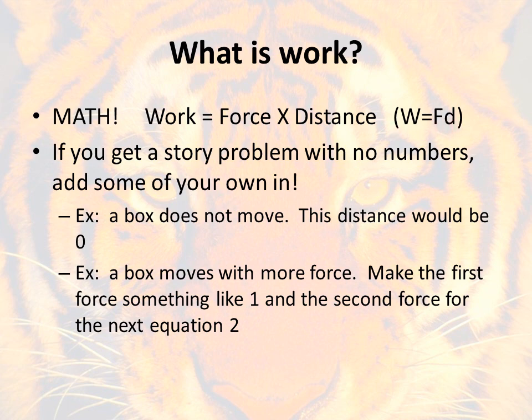If you get a story problem with no numbers at all, and this does happen quite a lot, in a story problem like that, it's okay to make up some of your own numbers so that you can still try the formula. A good example of this would be if a box does not move. They didn't give you a number, that doesn't matter. If it didn't move, you know the distance is 0, and now you can plug that number in. Another example would be if a box moves with more force. Well, that means you're just going to make the first number something small. I would use 1, that makes the math very simple. And then the second number, more force, just make it 2. It keeps the math very simple and it'll still help you understand what's happening to the amount of work.